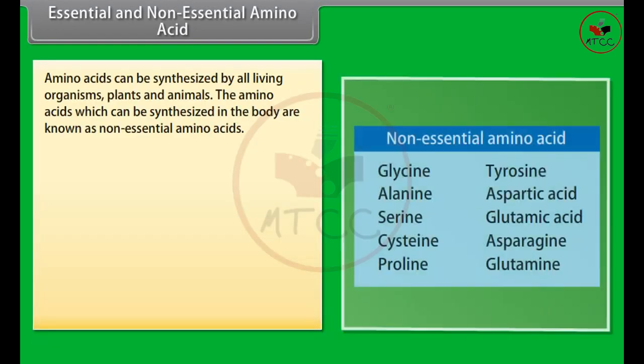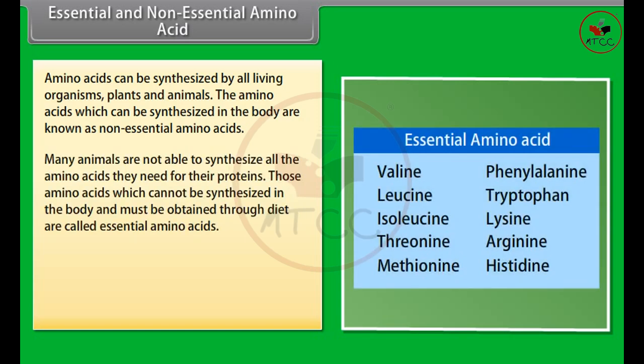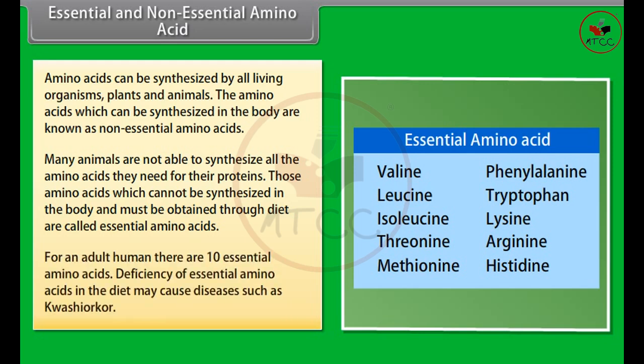Essential and non-essential amino acids. Amino acids can be synthesized by all living organisms, plants, and animals. The amino acids which can be synthesized in the body are known as non-essential amino acids. Many animals are not able to synthesize all the amino acids they need for their proteins. Those amino acids which cannot be synthesized in the body and must be obtained through diet are called essential amino acids. For an adult human, there are 10 essential amino acids.